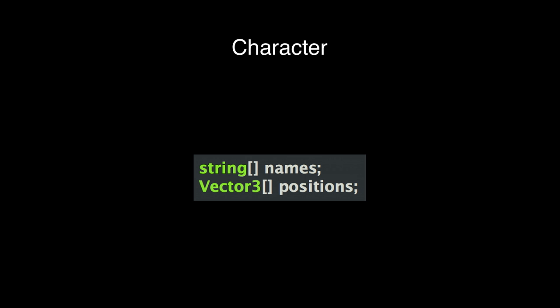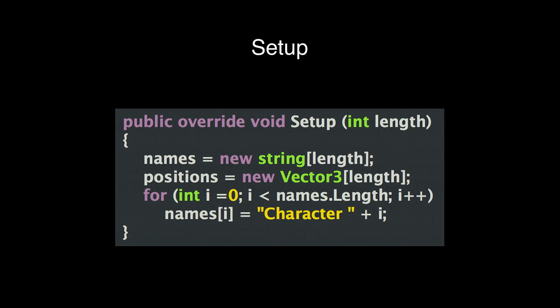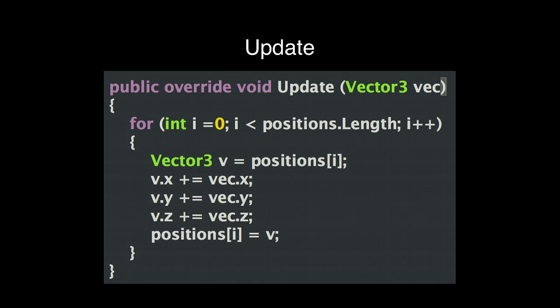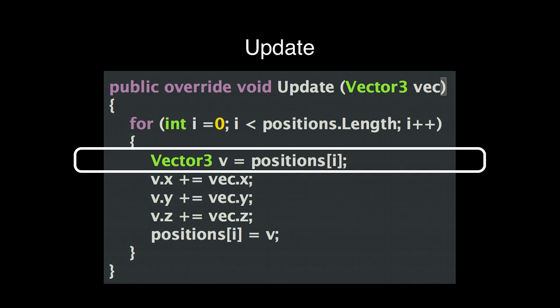Okay, and here's our final approach. We're going to separate it into an array of strings for the names and an array of Vector3 for the positions. This is all internal to these approaches, so the clients don't actually know how we're storing our characters. We can do that all internally, so we're free to play with this. What we're going to do is allocate an array of names, an array of positions, and then initialize all the names here. When we do our update, all we need to do is retrieve that Vector3 from the positions array.